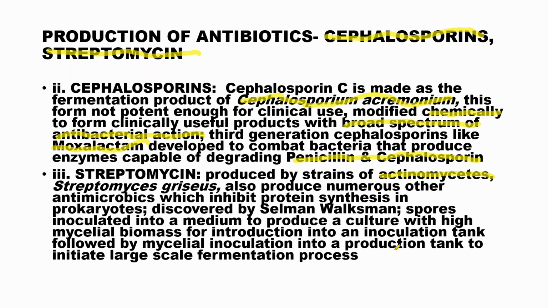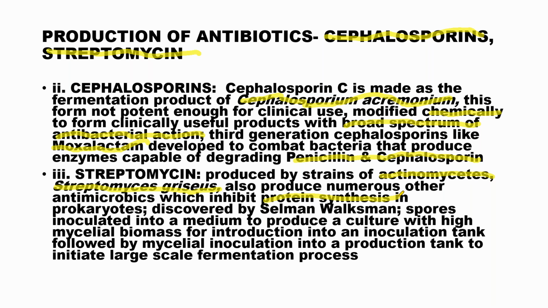Fine. Okay. So just when we read about actinomycetes, I just tell in the middle. That's it. Fine. So streptomycin is produced by a strain of actinomycetes. Now the organism is Streptomyces griseus. Fine. Now it also produces numerous other antimicrobics which inhibit protein synthesis in prokaryotes. So that is the speciality of antibacterial substances produced by this Streptomyces griseus. It can inhibit protein synthesis.